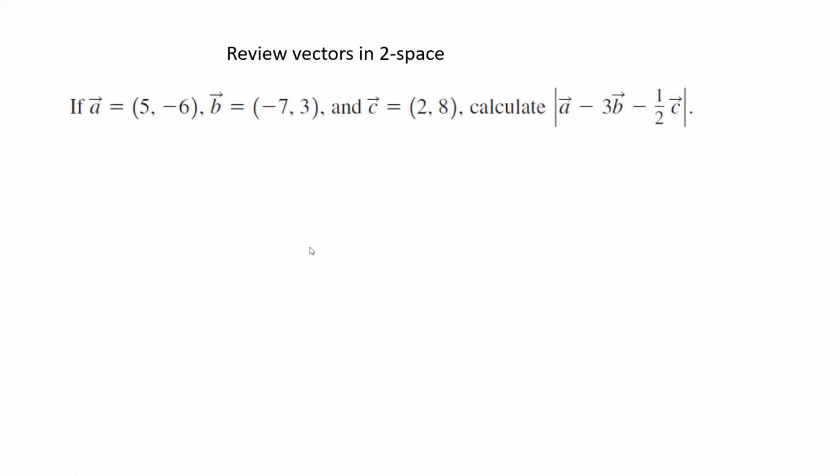So let's start off with a little bit of review, because like I said, a lot of it is based on what we already did in 2-space. So let's do a quick 2-space question to get us ready for the 3-space. I took this question from the textbook.